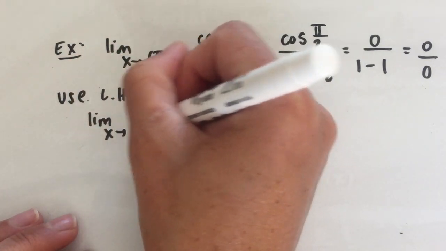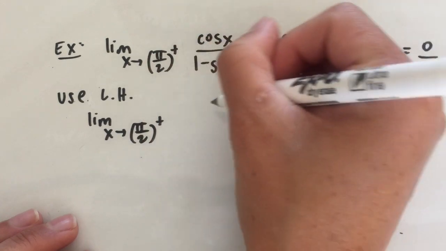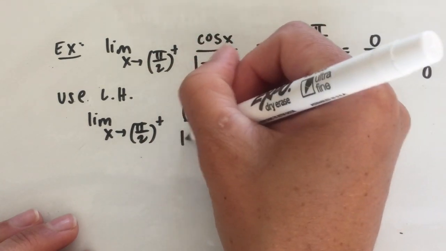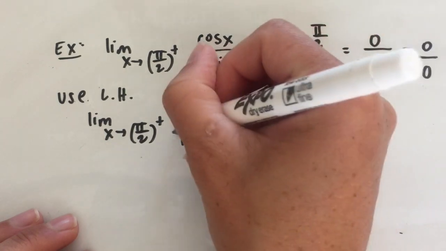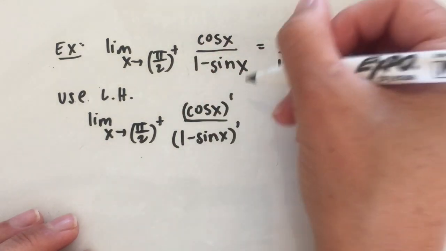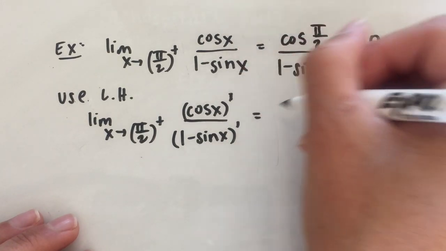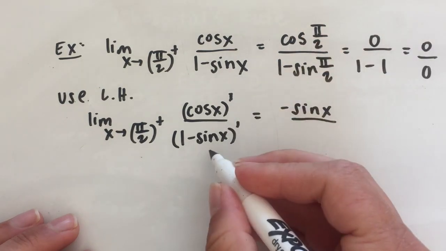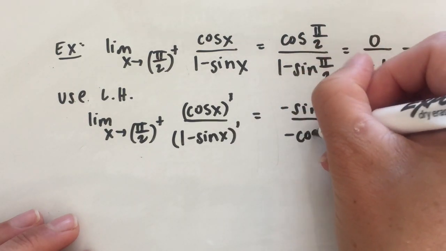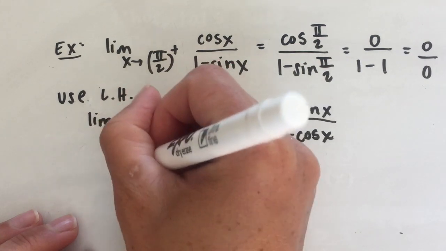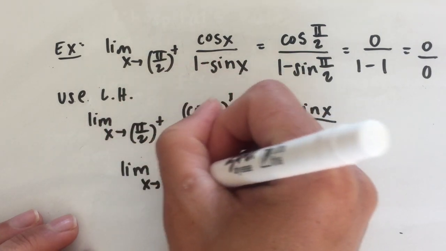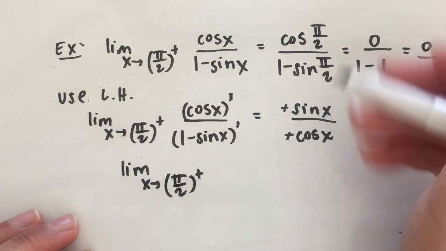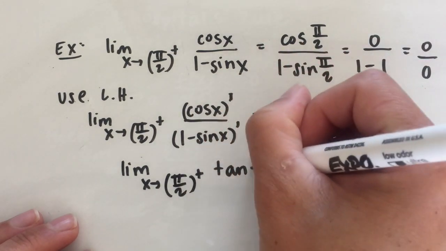So we get the limit as x goes to pi over 2 from the right of the derivative of the top and the derivative of the bottom. And the derivative of cosine x is going to be negative sine x. And then your 1 will disappear, and the derivative of negative sine x is negative cosine x. So now we have the limit as x goes to pi over 2 from the right, and we can cancel out those negatives and rewrite that as tan x.